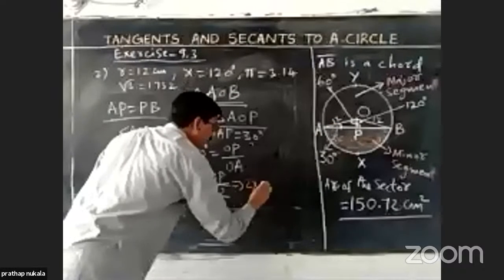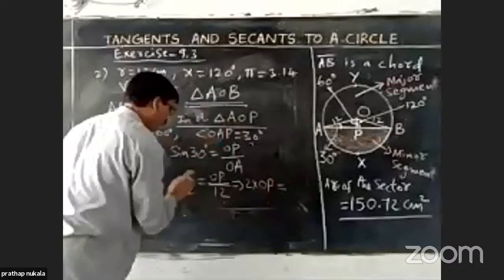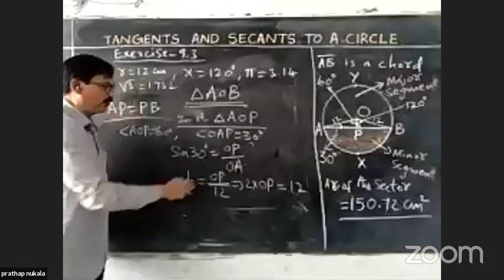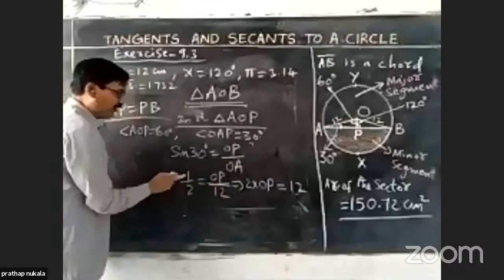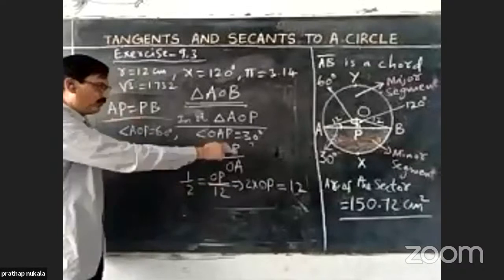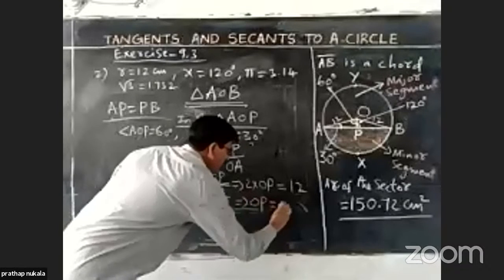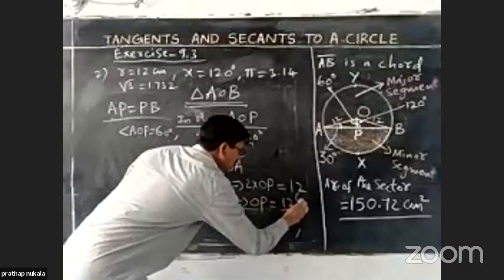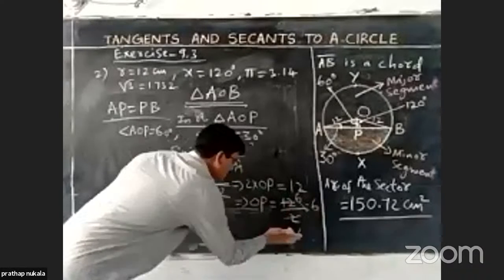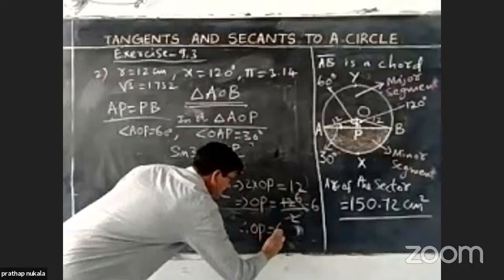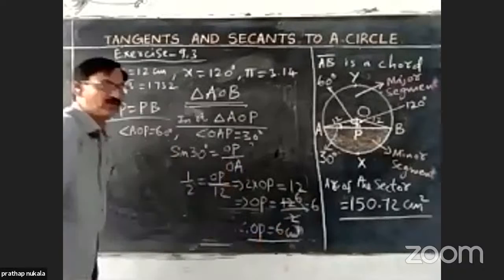By cross multiplication, 2 into OP equals 12 into 1, which is 12. Or OP equals 12 by 2, which is 6. Therefore, OP equals 6 centimeters.